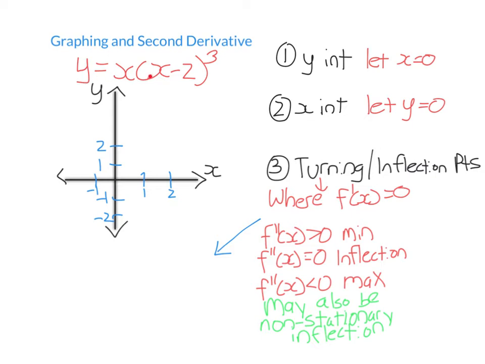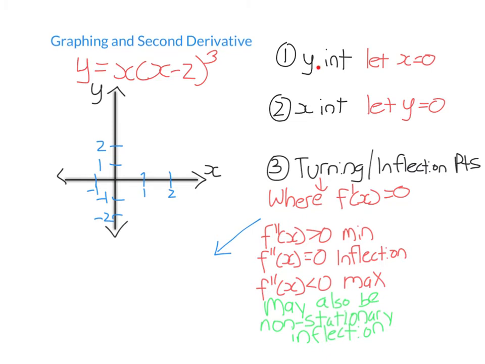So let's look at graphing this function here, which is a polynomial. We learned how to graph trig and exponential functions last year, and calculus isn't always helpful. Like if you're trying to graph sine x or cos x, there's infinitely many turning points, so it doesn't really help. But if we want to graph a polynomial like this, we need to find three things: y-intercept, x-intercept, and turning and inflection points.